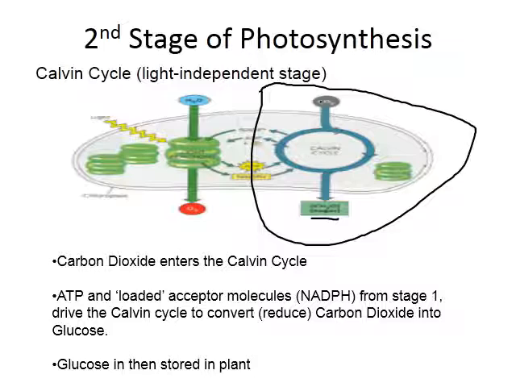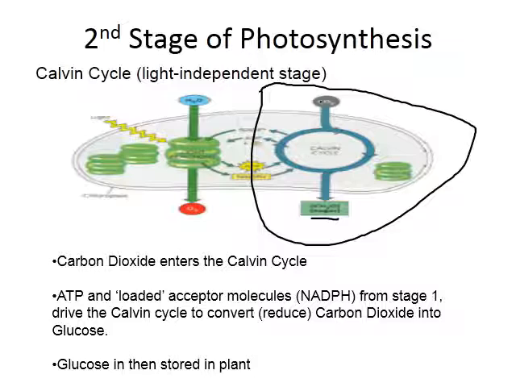So back in stage 1, if you remember, when we split water, we produced hydrogen atoms and we loaded them onto the coenzyme NADP+, which then becomes NADPH, and transfers them to the Calvin cycle, and that is our source of hydrogen. So by using the carbon dioxide that enters the Calvin cycle, along with the hydrogen delivered to the Calvin cycle via NADPH, we are able to combine those to produce glucose.